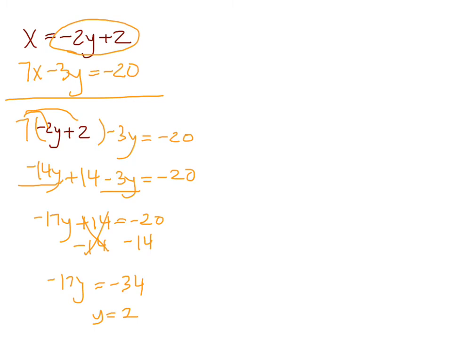Now that I've solved for the remaining variable, which was y, I need to substitute that y back into either equation. I'm going to use this first equation again because it's already set equal to x, and that makes things easier. So I have x equals negative 2 times, in parentheses, y, which is 2, plus 2. Lots of 2's here. Negative 2 times positive 2 gives me negative 4. Negative 4 plus 2 is negative 2.